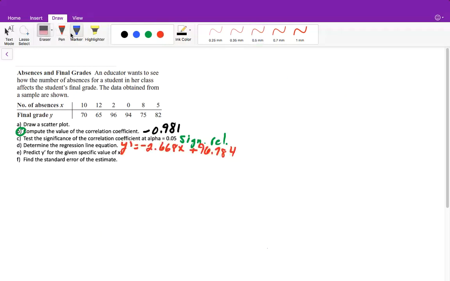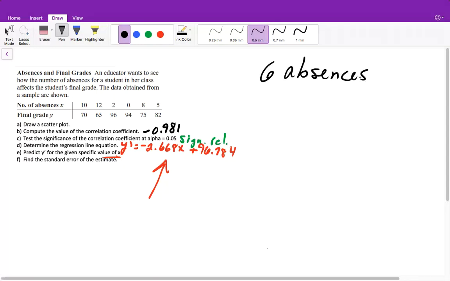Now for E, we're using this equation to make a prediction. We're saying predict our y value for a specific value of x. This doesn't have it, but on your worksheet I said for 6 absences, so we want to see what grade we can expect someone to get when they have 6 absences. Absences were our x value, so we just plug in 6 for x in our equation.